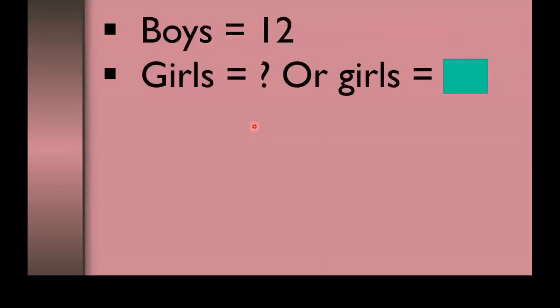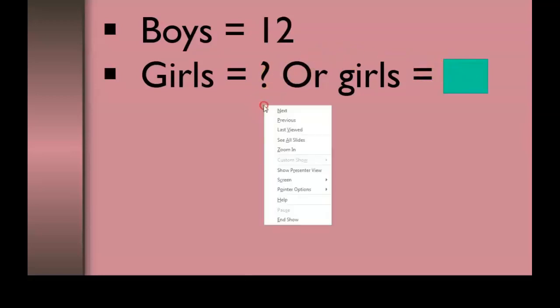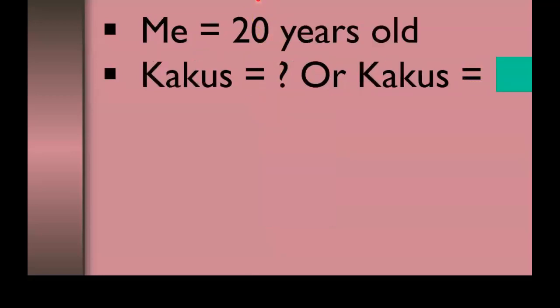Okay. 12 boys in a class. Where are the girls? They have all gone out for a break. So their number remains relatively unknown. I am 20 years old. Kaku is 2 times older than me. My age therefore is apparent, 20. To get Kaku's age, we have to do the math. Before then, it remains unknown.